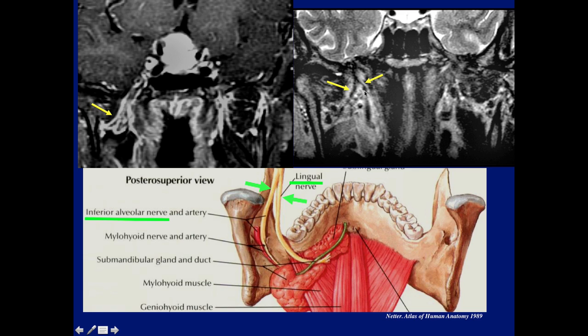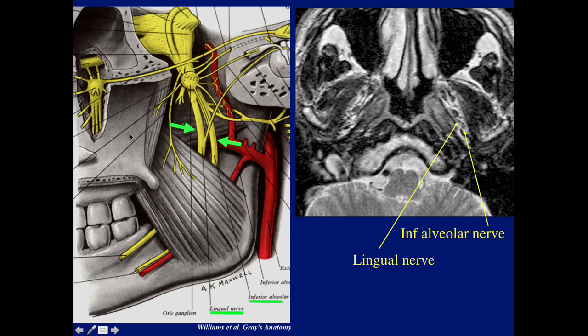So here, for instance, if you look at this diagram from Netter, try to find something similar. Medially is the lingual nerve, and laterally is the inferior alveolar nerve. So this would be the lingual, and this would be the inferior alveolar nerve. And again, we can see the division here a little further down. And people have identified these two nerves on an axial T2.